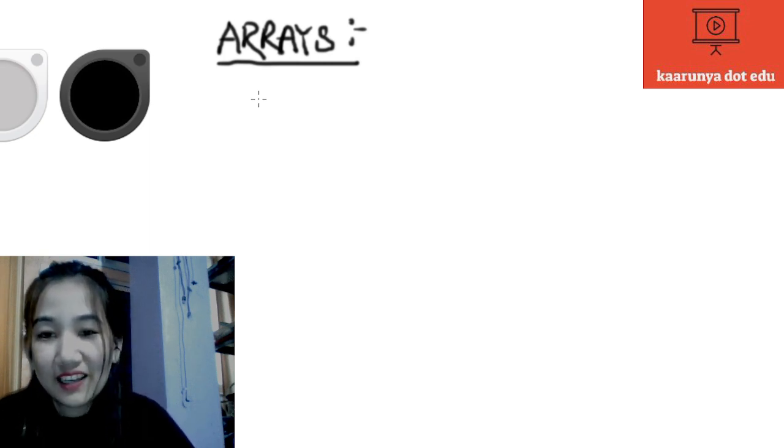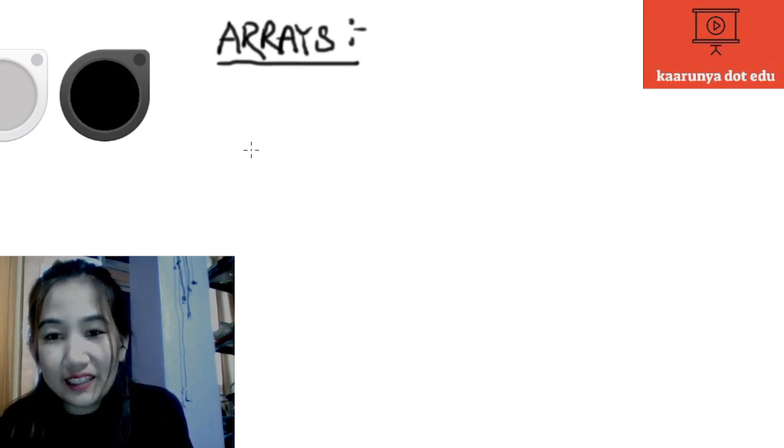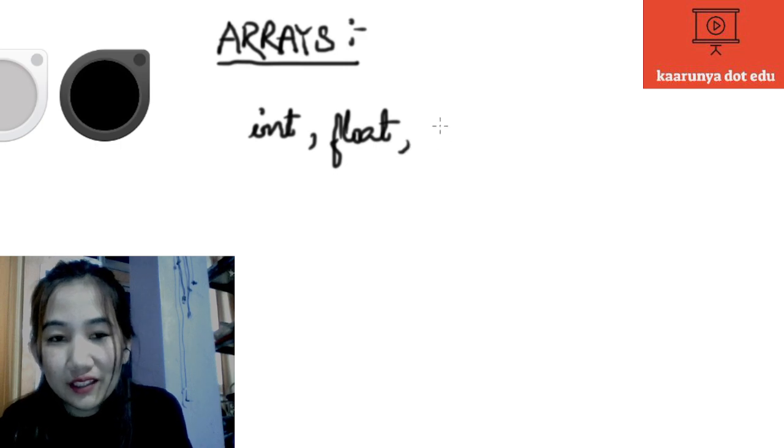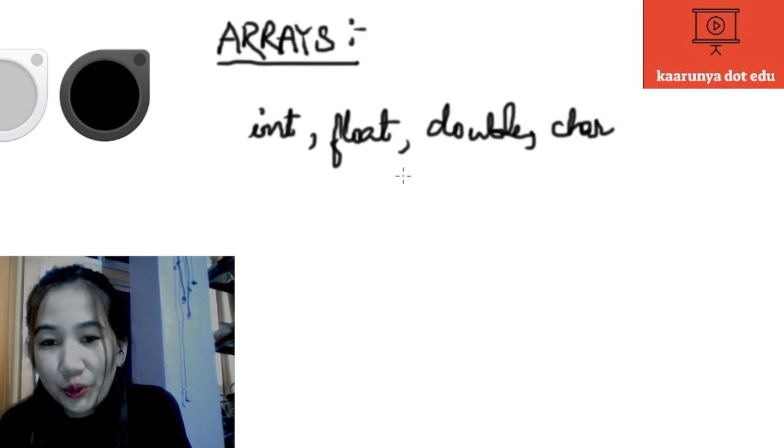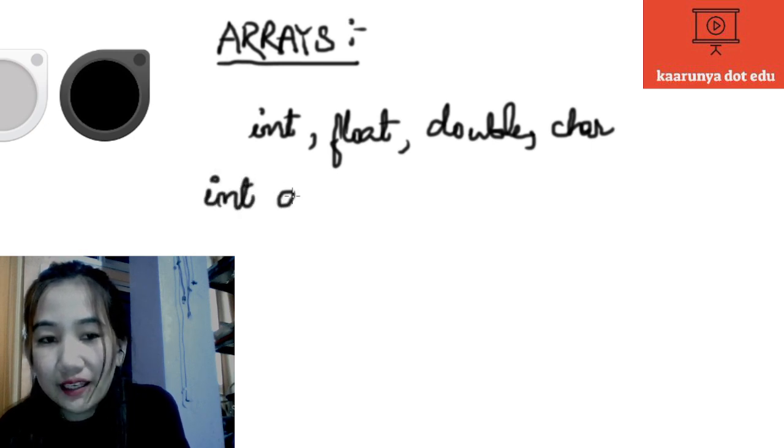I think you are very much familiar with the fundamental data types like int, float, double, char, etc. Right. So, how do we declare a variable? For example, we will declare a simple variable: int a.